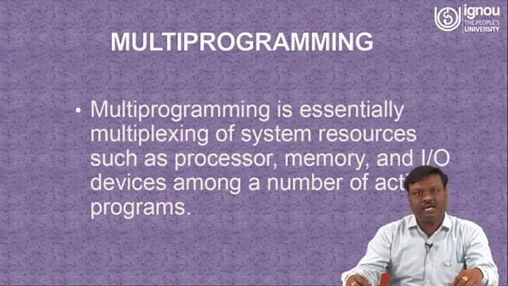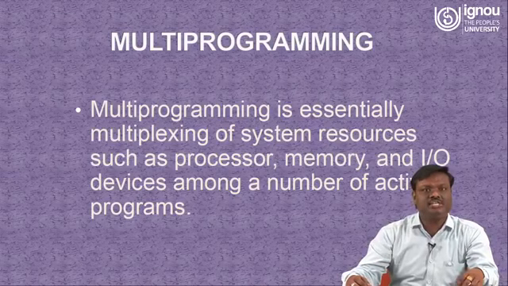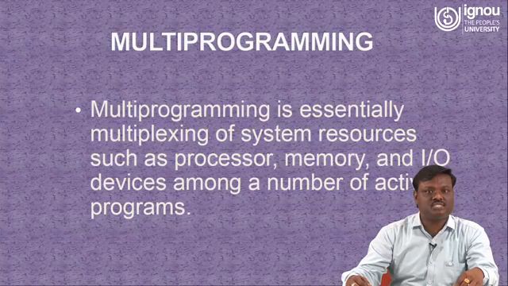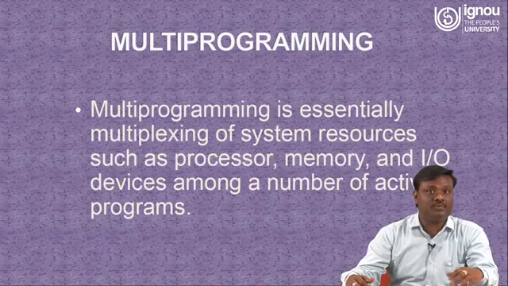Coming to multi-programming. Multi-programming is essentially multiplexing of system resources such as processor, memory and I/O devices among a number of active programs. So, here we are talking about a number of processes.